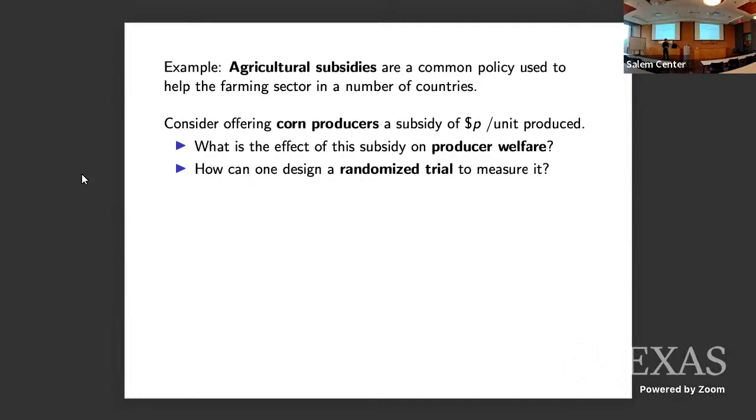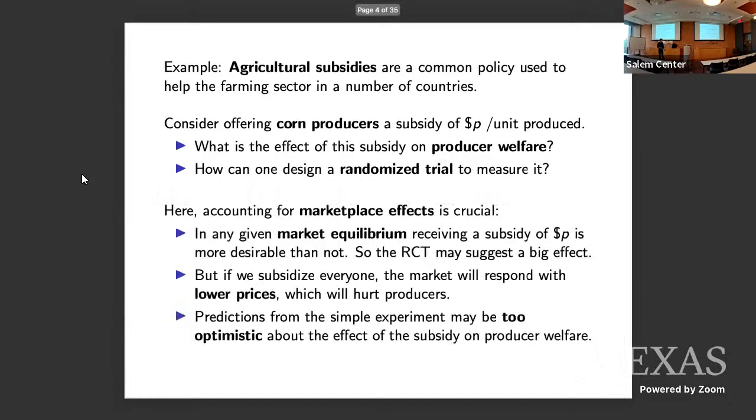So agricultural subsidies are widely used to support the farming sector. For example, let's say you have a lot of corn farmers. The government wants to support them. You might have this idea of giving them a subsidy of some number of dollars per unit produced. This is not that far from what is actually done here. It's very natural to ask things like, what is the effect of this subsidy on producer welfare? And if you were to design a randomized controlled trial, how would you do so in order to measure the effect of this subsidy? But this isn't quite trivial, right?